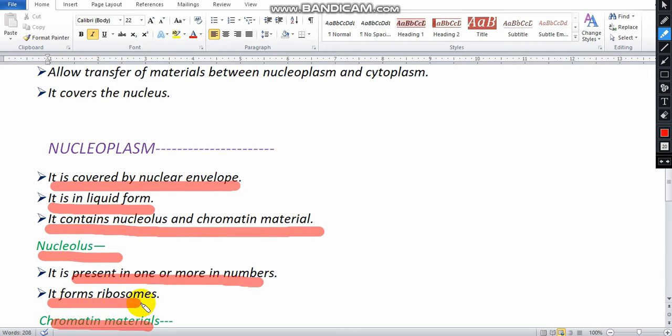It forms ribosomes. What do the ribosomes do? They form the proteins. They synthesize the proteins. Protein forming center is nothing but ribosomes. Proteins are formed in ribosomes, and again ribosomes are formed in the nucleolus. And nucleolus is a component of nucleoplasm, and nucleoplasm is a component of nucleus. So don't be confused. Nucleolus forms the ribosomes in which the proteins are formed.